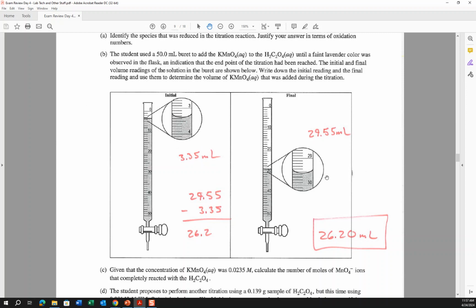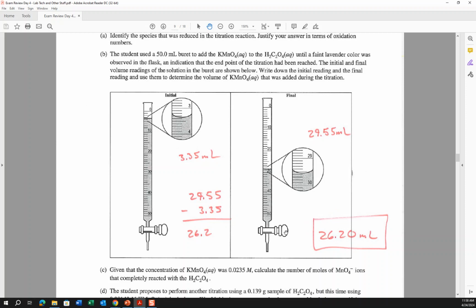Okay, and then here I said 29.55. Here I said 3.35. Now, most people probably would make both those estimates because the meniscus looks kind of right in the middle, so 0.35 here and 0.55 here. But when I subtract, my calculator says 26.2, but I need to make sure I report 26.20 there, okay?